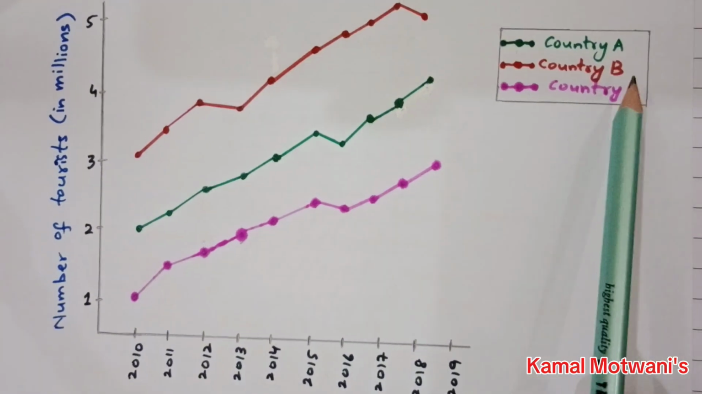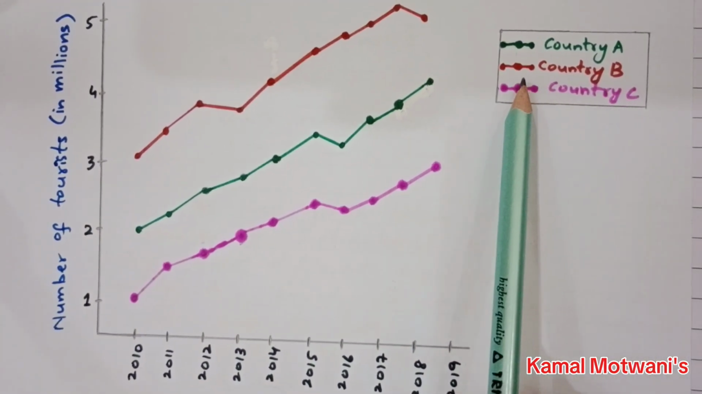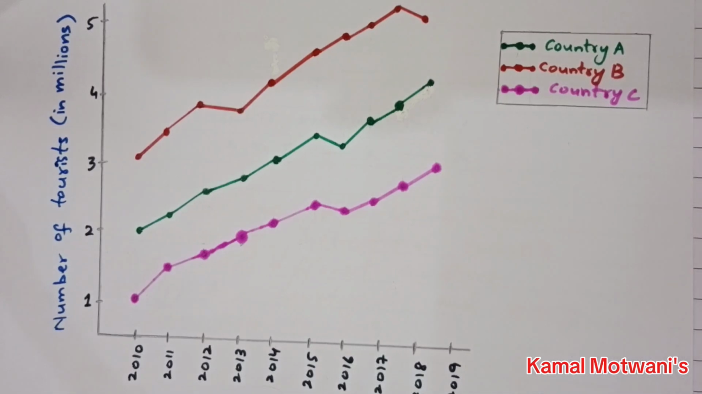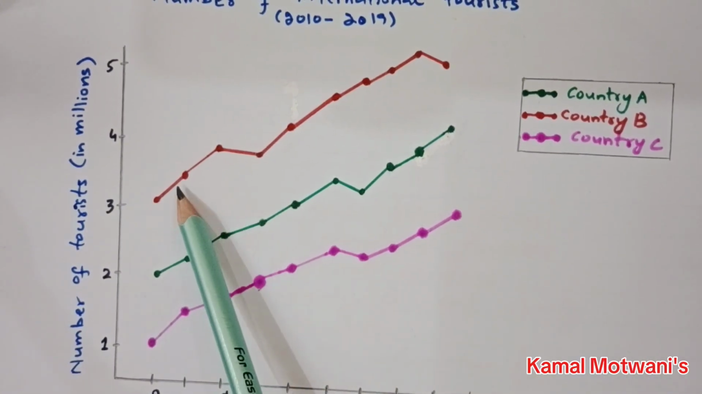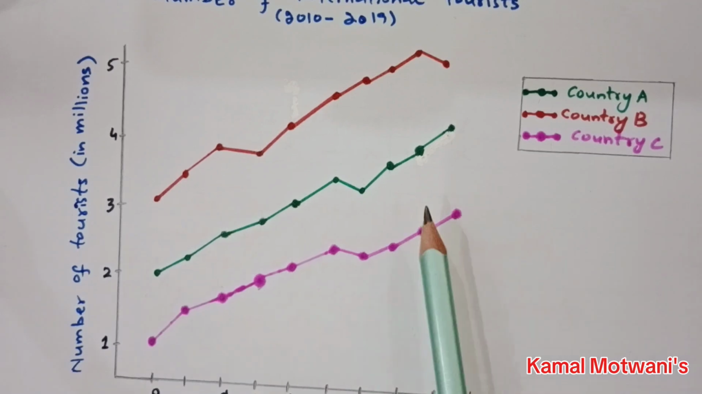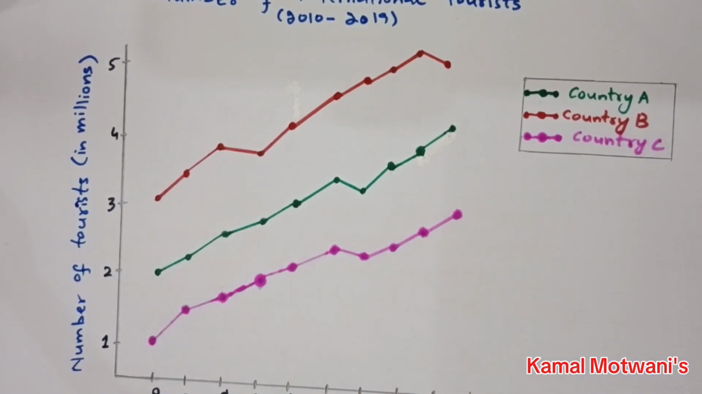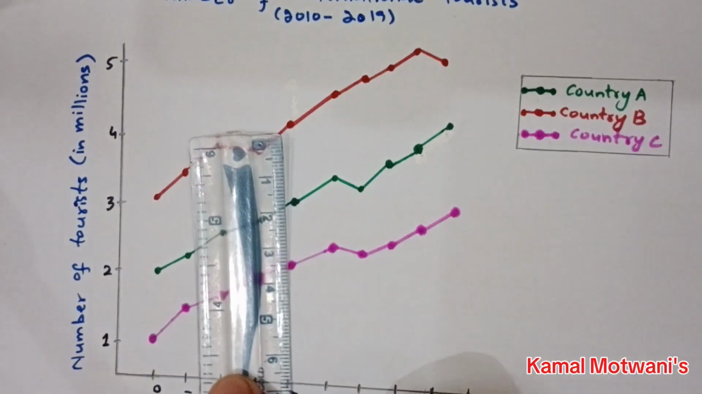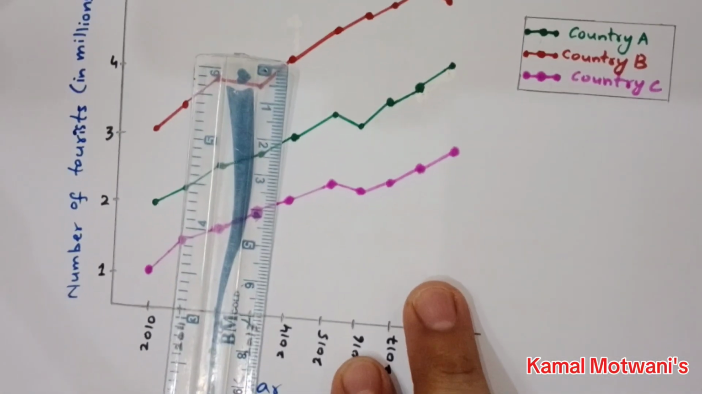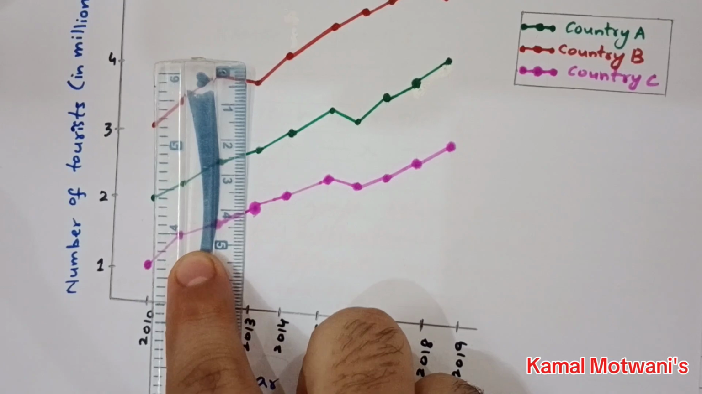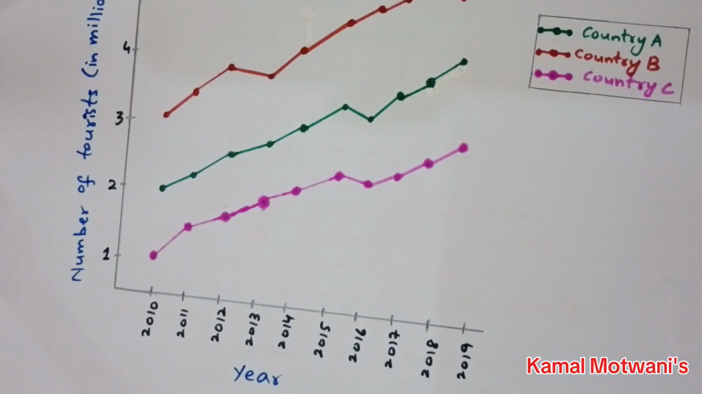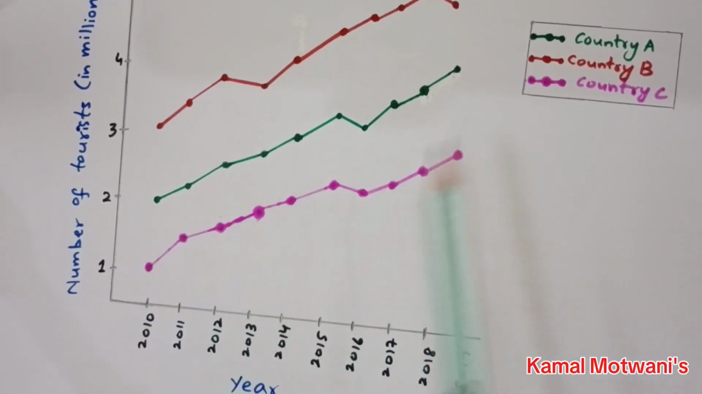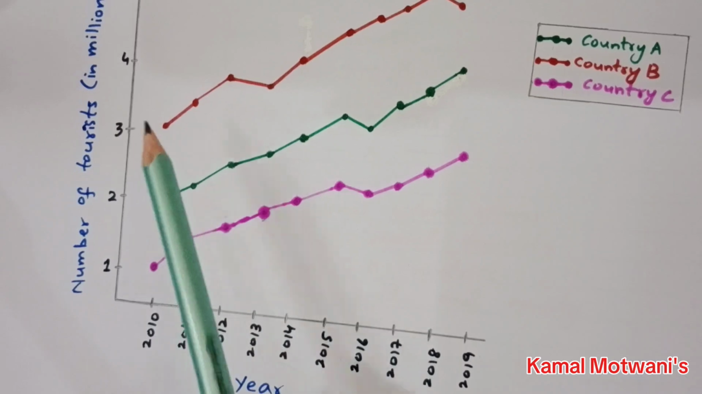Then country B is represented by a red line. So now we will interpret the information for country B. Now this red line shows the number of tourists in country B, which starts from 3 million in 2010. Here is 2010 and here are 3 million. So in 2010, country B witnessed 3 million international tourists.